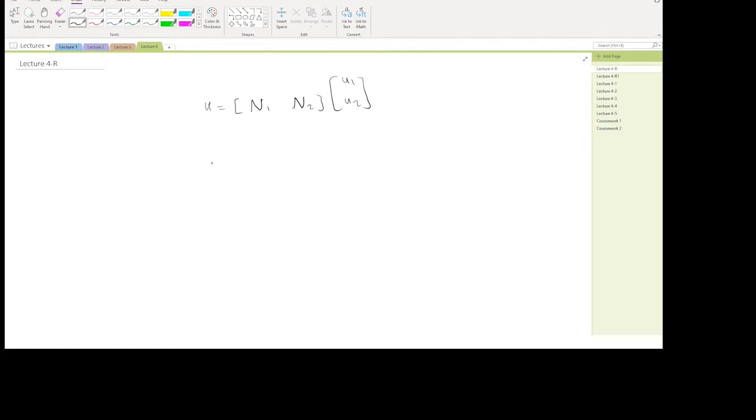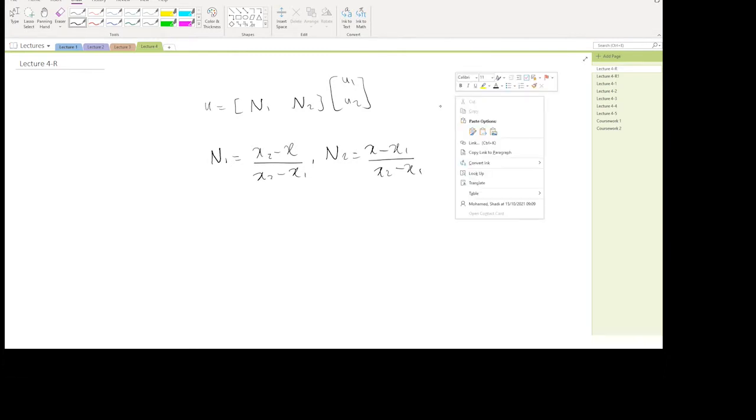So N1 is basically x2 minus x divided by x2 minus x1. And N2 is equal to x minus x1 divided by x2 minus x1. So this is for an element. I'll just draw the element here. So this is for an element.